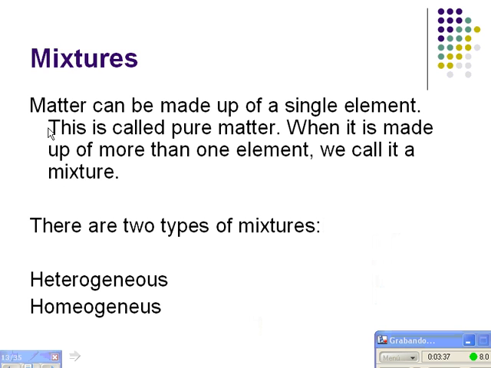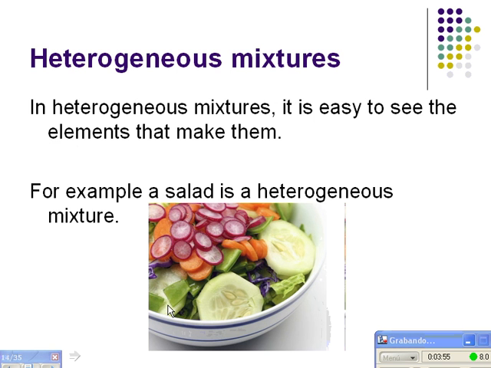Mixtures. Matter can be made up of a single element. This is called pure matter. When it is made up of more than one element, we call it a mixture. There are two types of mixtures: heterogeneous and homogeneous.